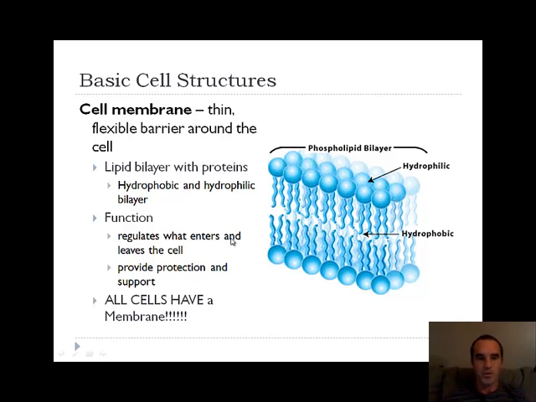So the functions of your cell membrane are going to regulate what enters and leaves the cell, and provide protection and support. So all cells have to have a membrane. Whether it's a plant cell, animal cell, or bacteria, they need to have a membrane.